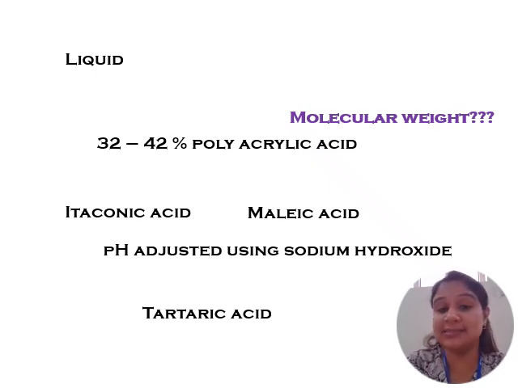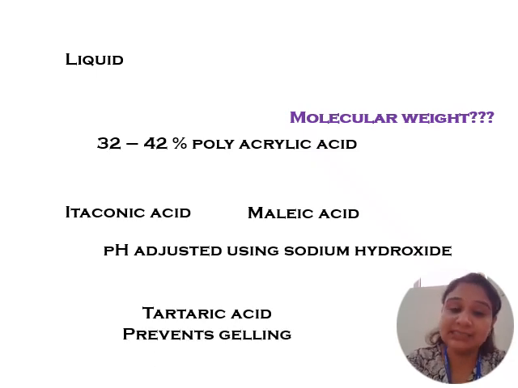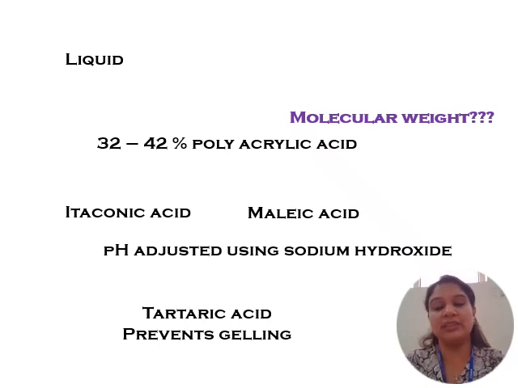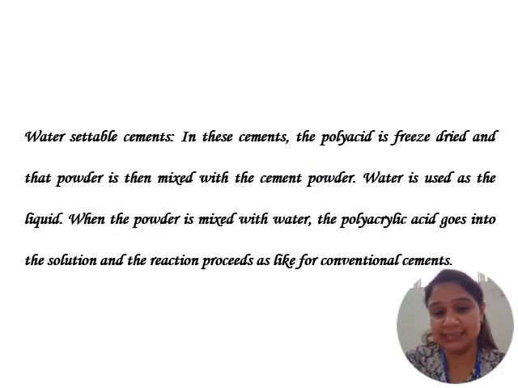Apart from polyacrylic acid, it also has itaconic and malic acid, and the pH is adjusted using sodium hydroxide, and it also has tartaric acid. So the four major components include polyacrylic acid, itaconic acid, malic acid and tartaric acid, and the pH of this is adjusted using sodium hydroxide. Okay, so the tartaric acid is that one particular acid which helps in prevention of gelation. What is gelation? When the liquid becomes gel-like in consistency.